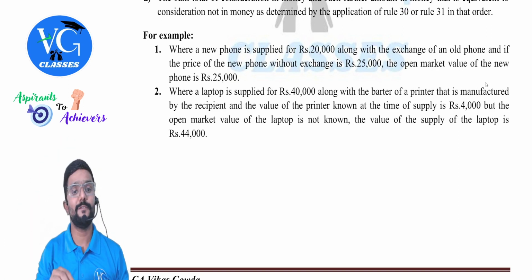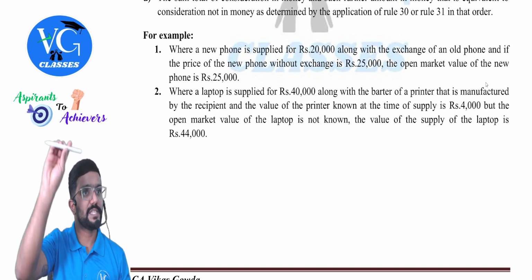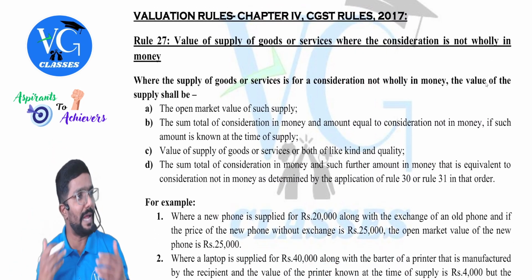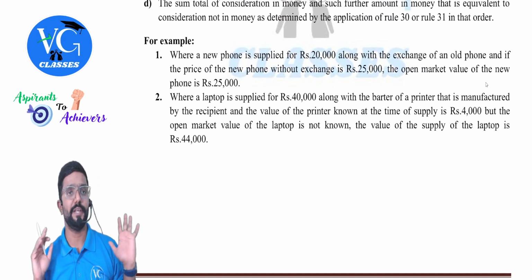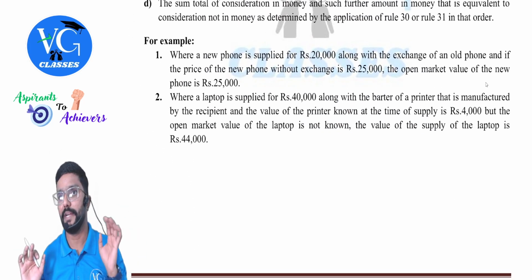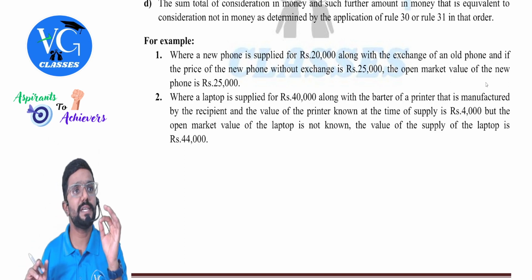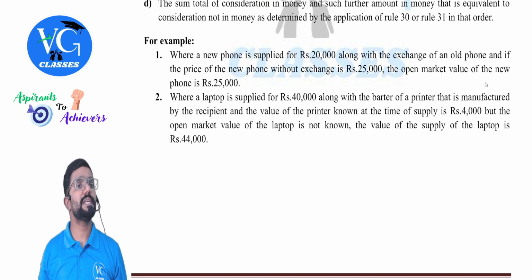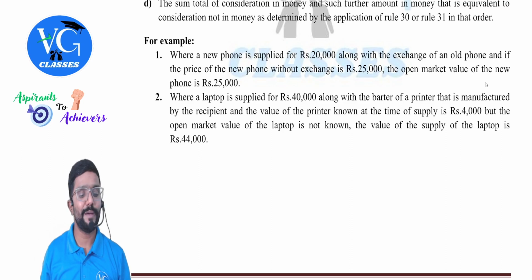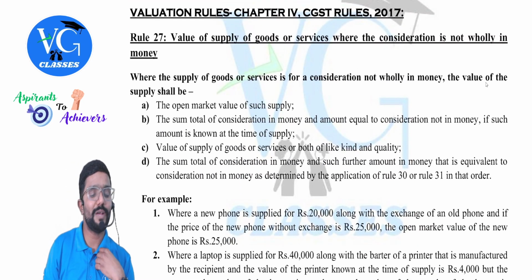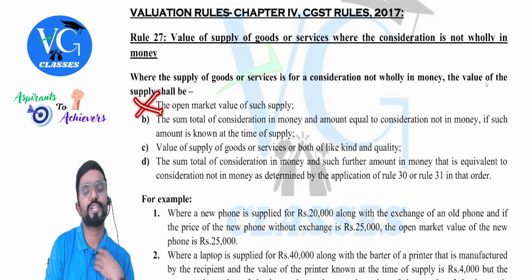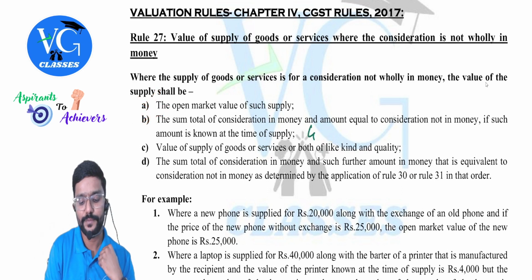Okay, the value of supply of laptop is how much, guys? 44,000. Listen. Sir, seller has sold laptop for what? 40,000 money plus one printer. So printer is consideration in money? No. Consideration is partly in money. So should we apply rule 27, guys? Yes. And they're telling the open market value of the laptop is not available itself. So straight away A ruled out. And B they have told. What is the consideration in money, people? 40,000.